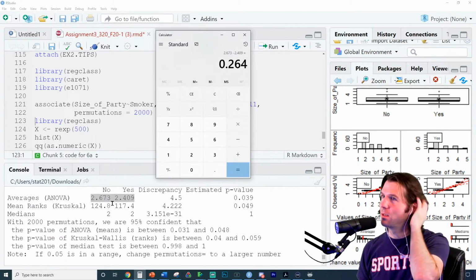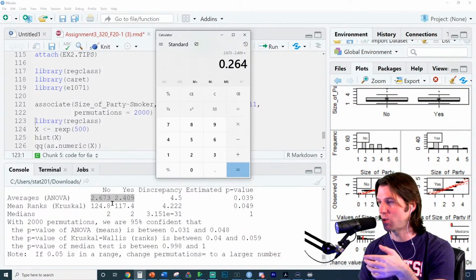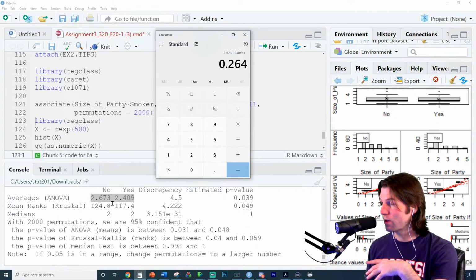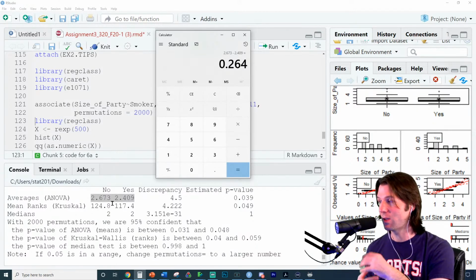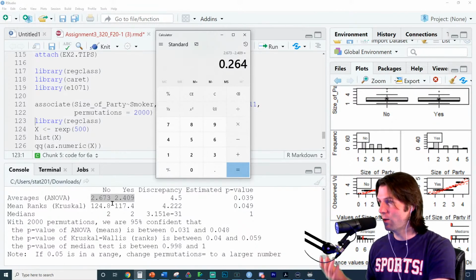If you think about it, if there's 4 parties of non-smokers, you'd expect them to have one more person. For 4 parties of non-smokers versus 4 parties of smokers, the non-smoker parties would have had one more person in their party, because they have a quarter more people on average, or 0.264 more people on average. So if you're a big business, this is where the practical significance comes into play.